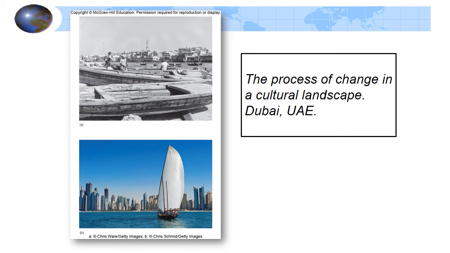Cultural landscapes continually change. This is a photo directly from the textbook that looks at Dubai in the United Arab Emirates and how much their landscape has changed due to the oil boom. It was a backwards fishing village, coastal area, and now an ultra modern city, tremendously wealthy.